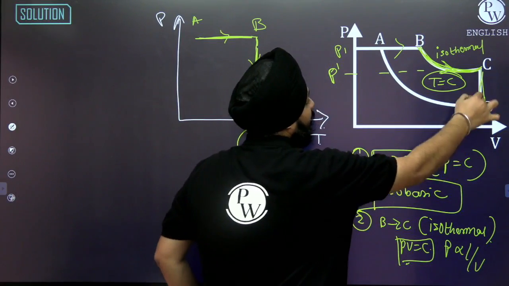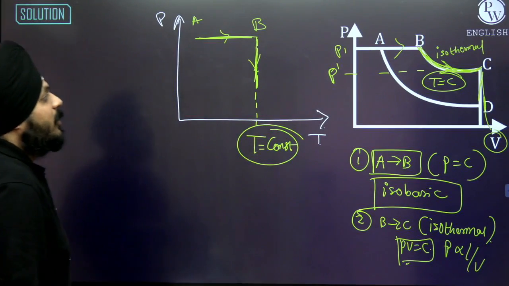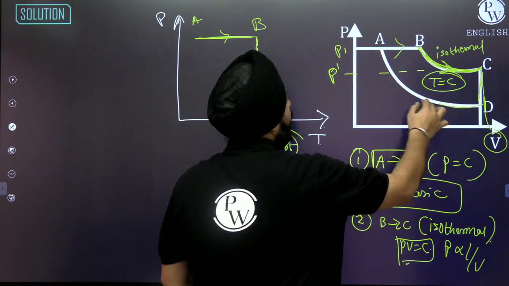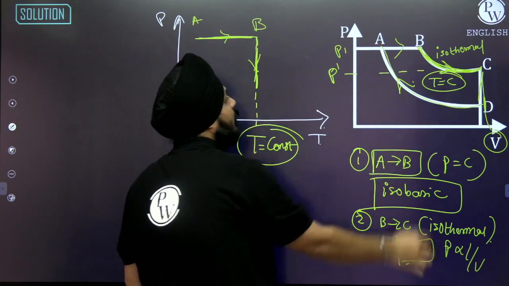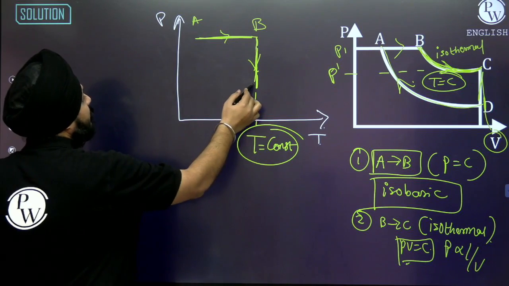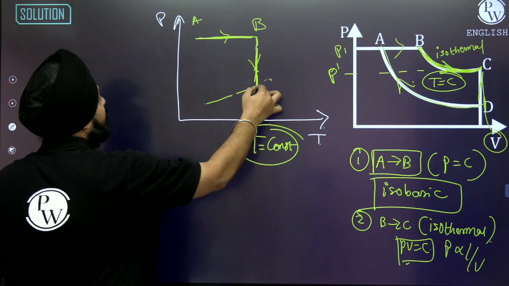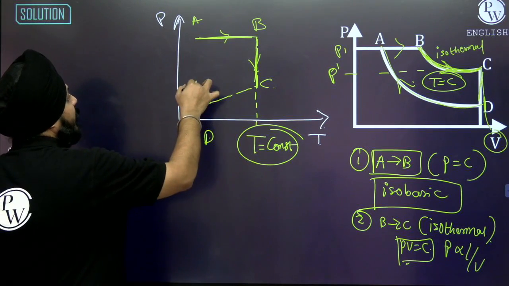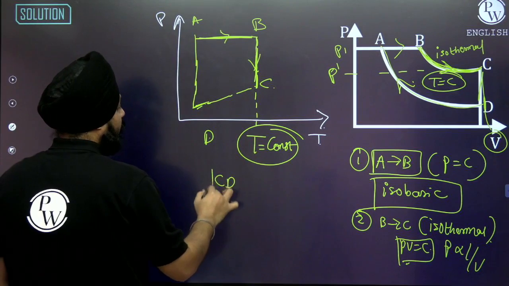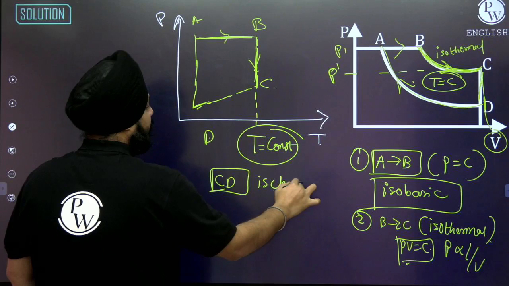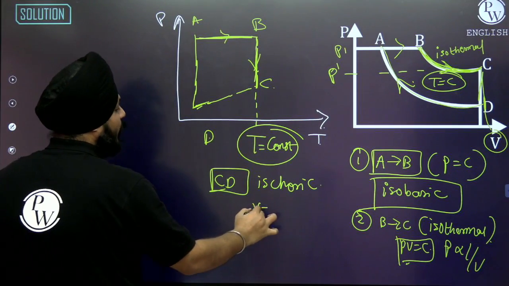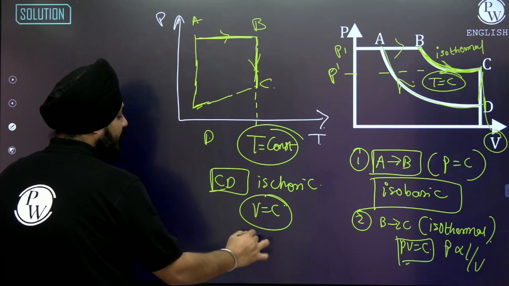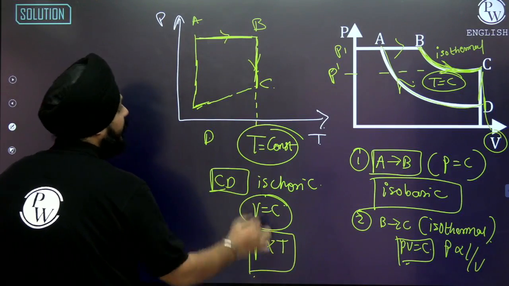C to D, again we have volume constant, so it means work done is 0. Now D to A, the reverse phenomenon is going on. This will be D. D to A, reverse phenomenon, and again C to D, this is an isochoric process. In isochoric process, volume is kept completely constant. If volume is constant, then P is directly proportional to T, so we have a linear graph.